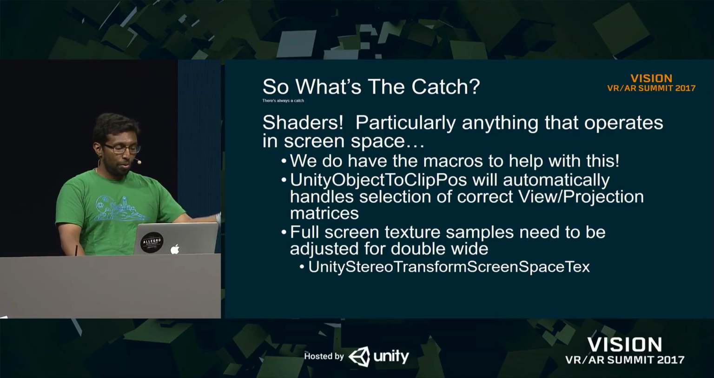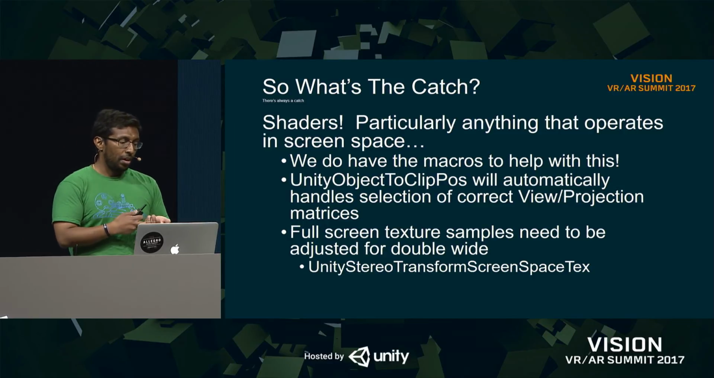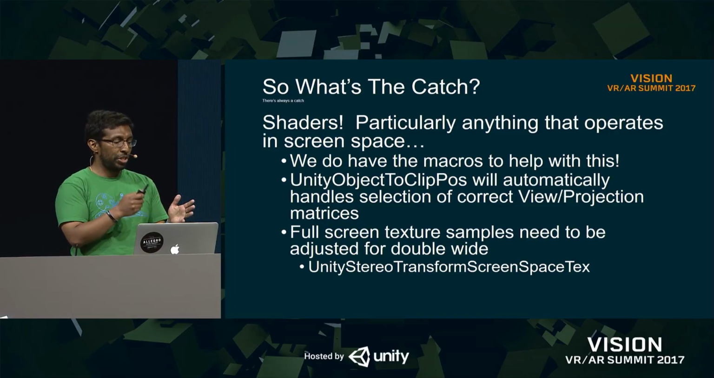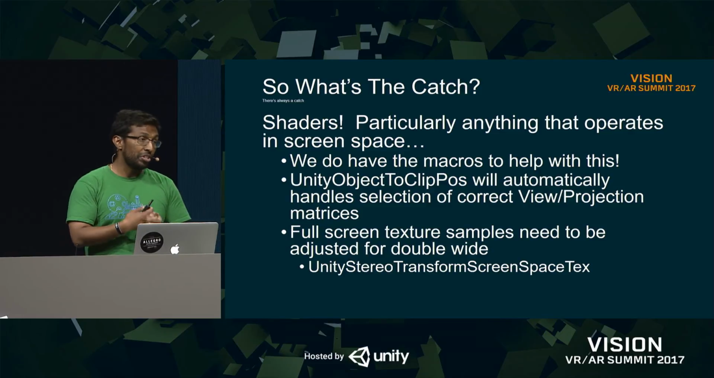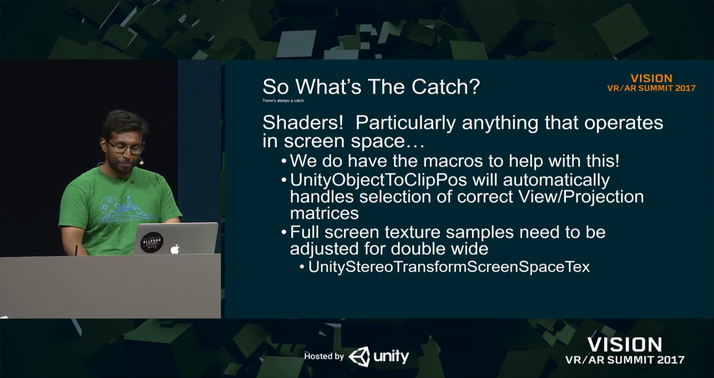So similarly to what Eduardo mentioned before, what's the catch? Shaders are going to be the catch. Anything that has to do with screen space is going to present some challenges. Like I mentioned before, we do have helpers and macros to assist with this. Unity object to clip pass will automatically handle selection of the correct view projection matrices. If you're doing full screen texture samples, those need to be adjusted for double wide, and if you use the helper functions, that'll automatically do that for you.